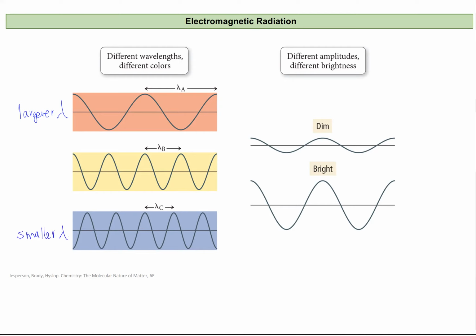Now, if we increase or decrease the amplitude, what we're really doing is changing its brightness. As amplitude decreases, the light becomes dimmer. And as amplitude increases, then we have a brighter light to us visually.